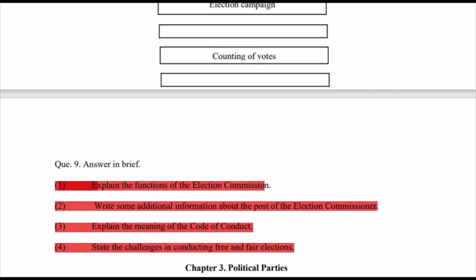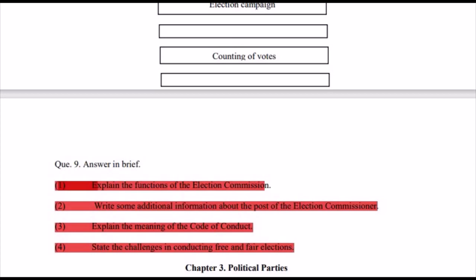Now the next question is, write additional information about the post of Election Commissioner. Now, in the Election Commission, there is an in-charge called the Election Commissioner. Now you have to write what the information regarding that person is. What are his duties? Who is appointing him? And what are his daily functions? That you need to write.